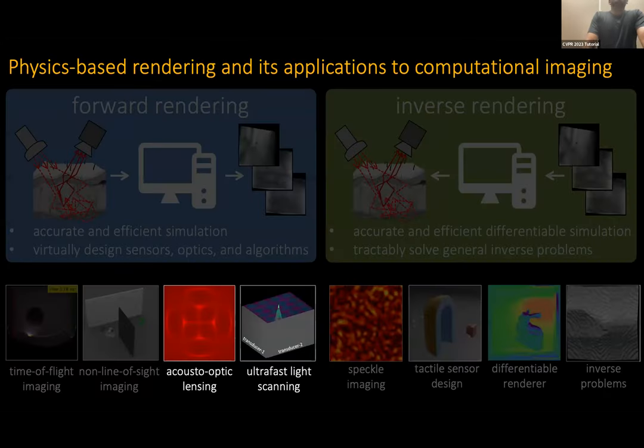Okay, so far we have seen how we can use stationary sound waves to convert the medium into a lens. Next, we will see how we can use traveling waves to build scanners, which are about 1,000 times faster than the scanners that are available out there in the market. But before that, are there any questions?